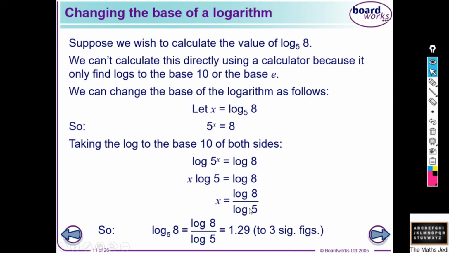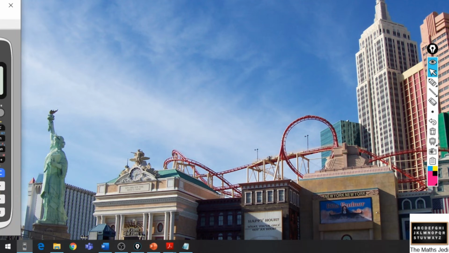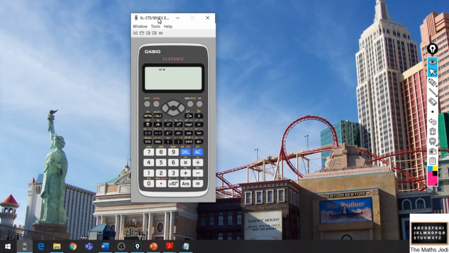So log 8 divided by log 5. Let's just have a look at that, make sure you've got that understood. So I'll show you the buttons on the calculator and I'll take you through the basic expressions. So here is my calculator. Let's have a look at the buttons that we need to use. So here are the log button and here's the ln button. And you can see above it, it says 10 to the power of something and e to the power of something. Those are the inverses. We'll come to those later on. But the log button and the ln button are there.